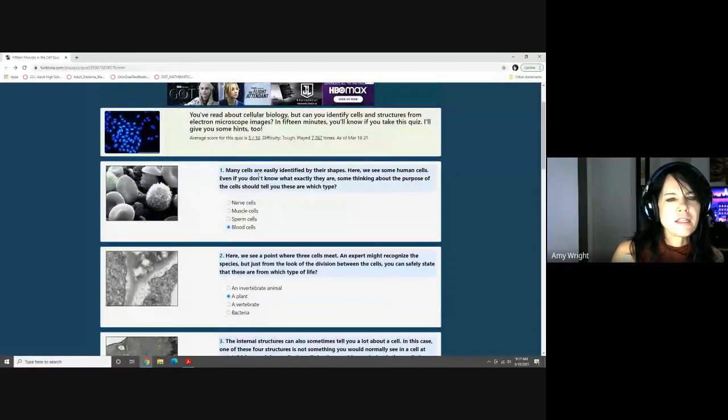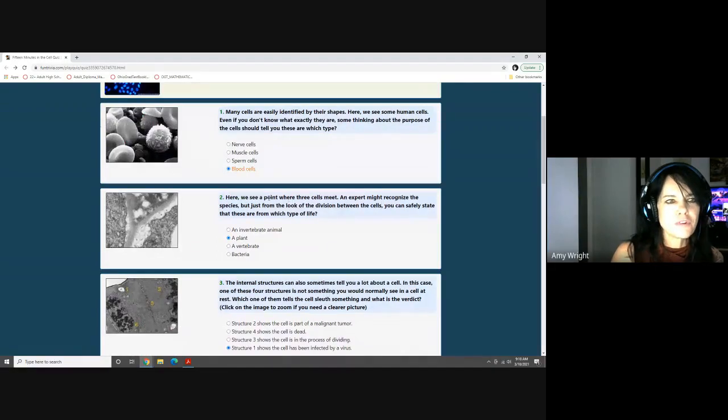So many cells are easily identifiable by their shapes. Here we see some human cells. Even if you don't know exactly what they are, thinking about the purpose of these cells should tell you which these are. I kind of knew these were blood platelets just because I've seen them before in pictures, but this is what your blood cells look like.